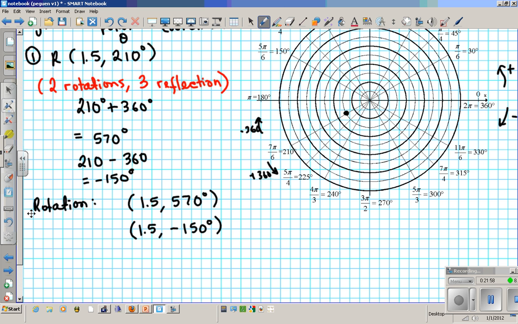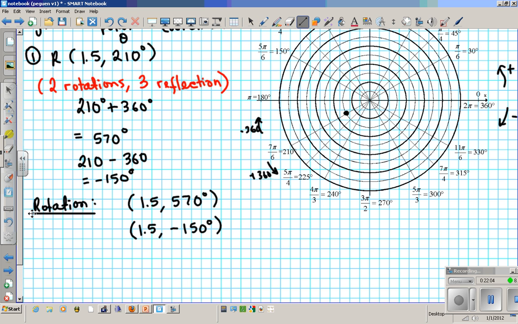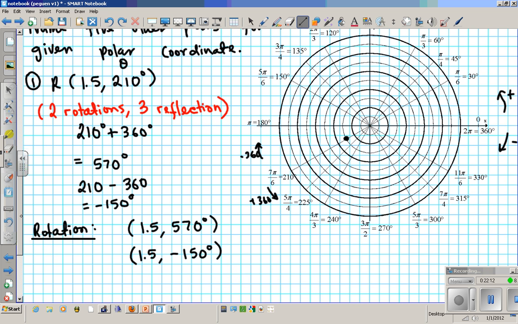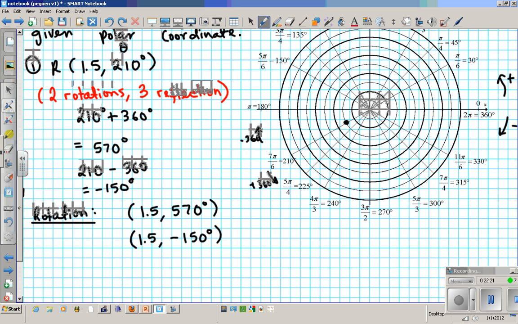Alright. Now, how about reflection? We already have two rotations. Now we need three reflection points. So how's that going to look? I just need three targets that I can reflect to give me the points that I need. So I'm going to write reflection here. I need three.